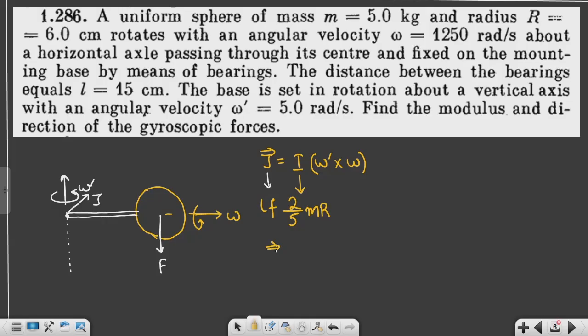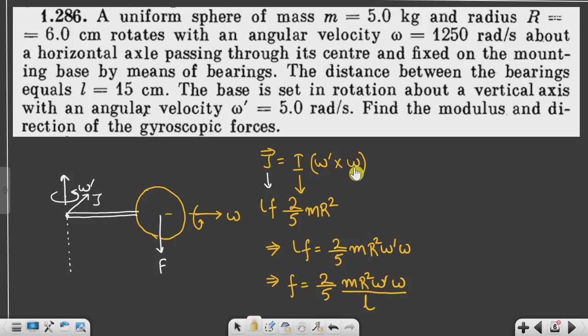So now everything is solved. LF is equal to 2 by 5 m r square into omega dash omega. So F is equal to 2 by 5 m r square, where is the square? I'm just forgetting the square. Omega dash omega divided by L. So this is our answer. Just plug in the values.